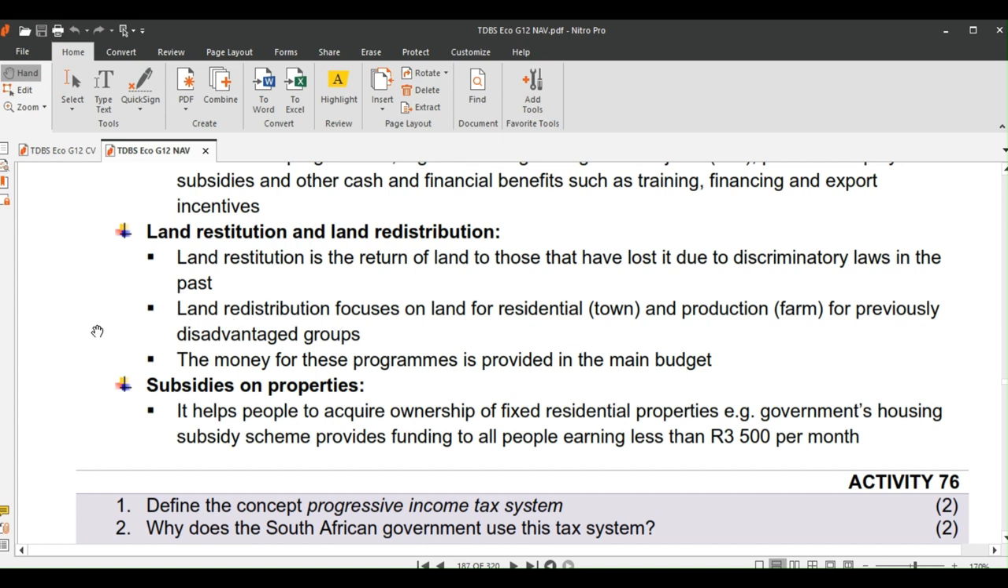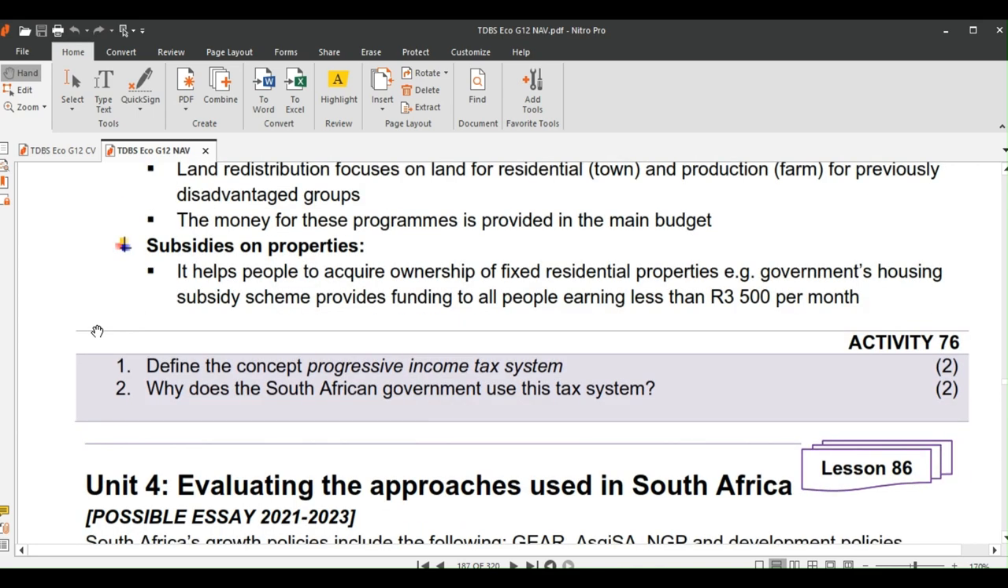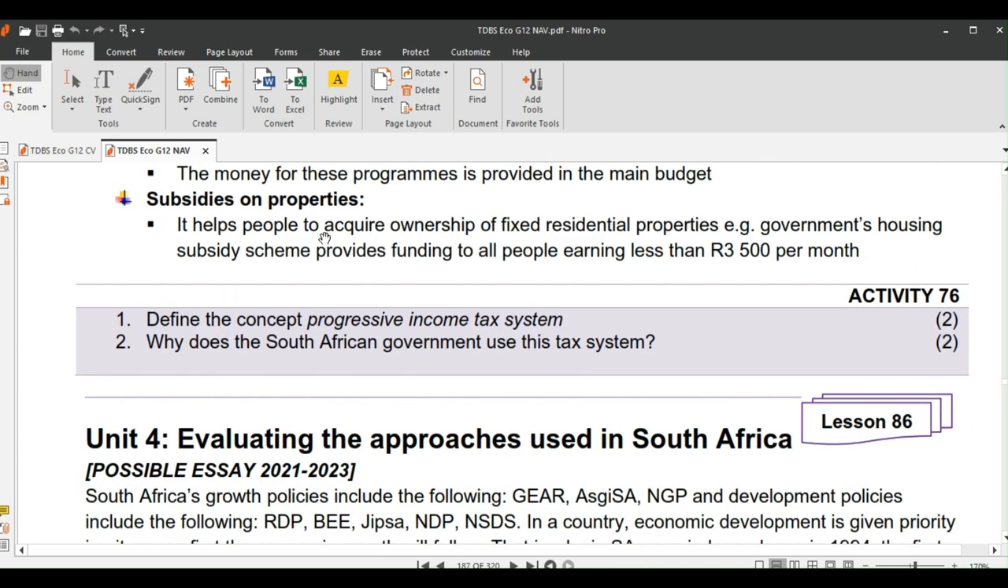Last but not least, we will look at subsidies on property. This instrument helps people to acquire ownership of fixed residential properties. For example, government's housing subsidy scheme provides funding to all people earning less than 3,500 rands per month. This brings us to the end of our lesson.